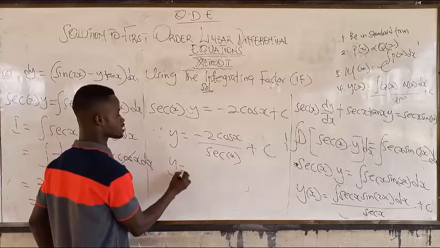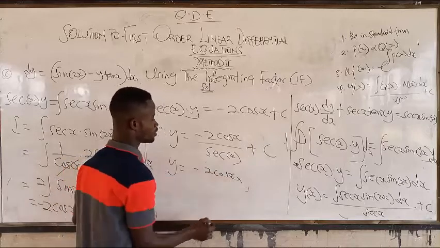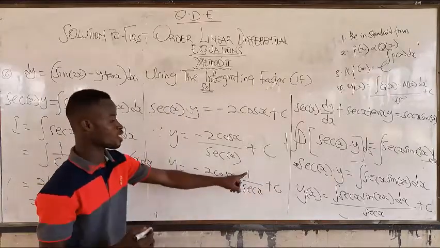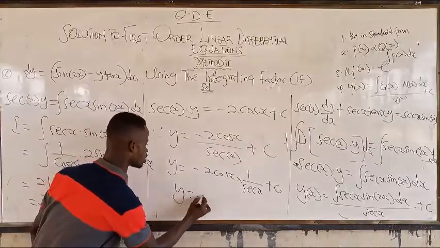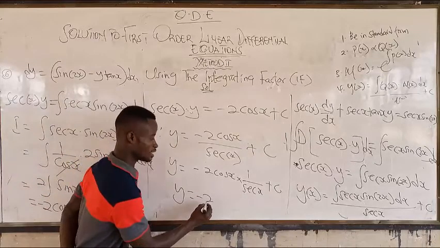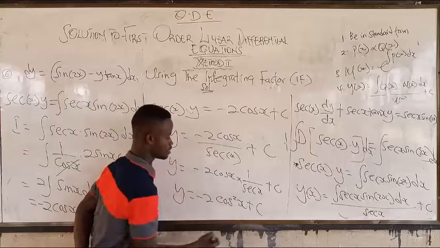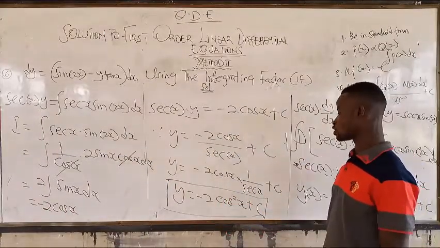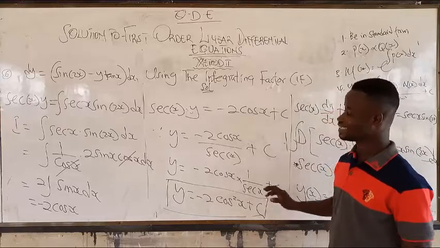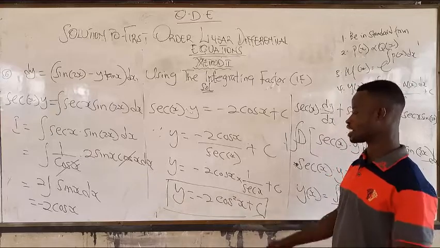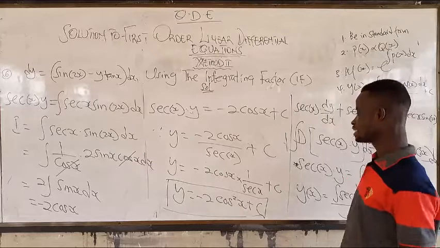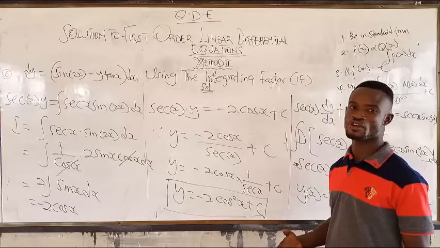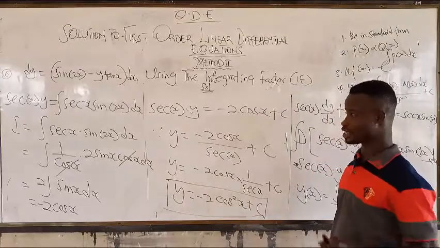But we can still simplify this. You know that this is the same as 1 over sec S plus C, and 1 over sec is cos. So we get Y equal to negative, oh, I love mathematics, 1 over negative 2 cos square S plus C. Very good. So this is the general solution for the first order differential equation using the integrating factor. And as I said, if you go by using the undetermined coefficient for the first order, you are going to end up getting the same thing. Very good.